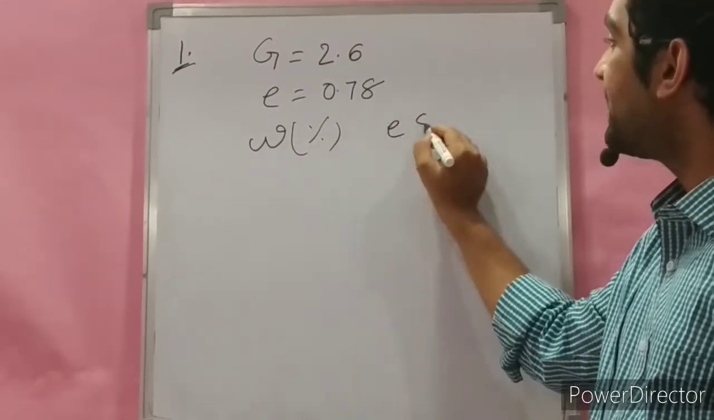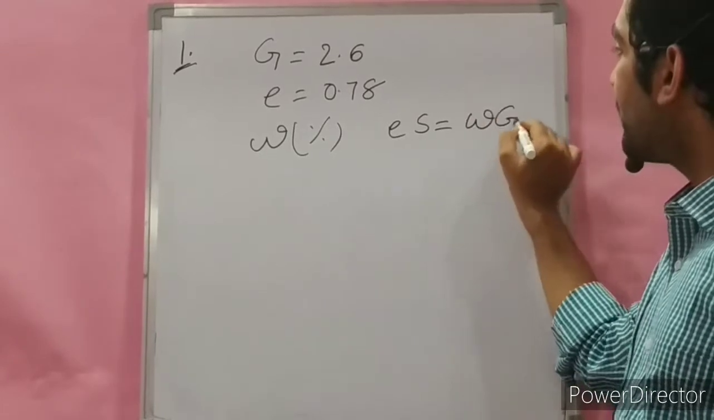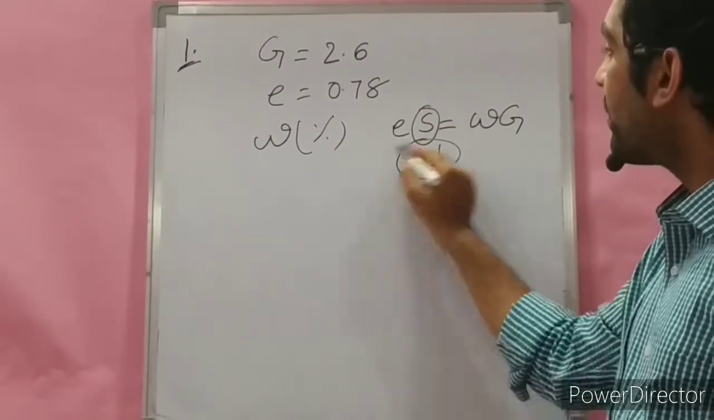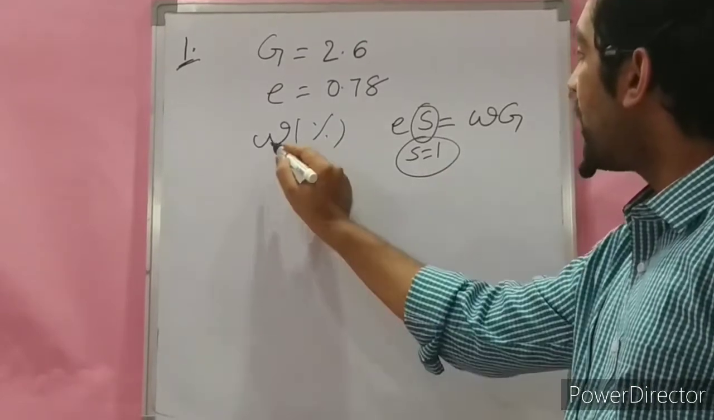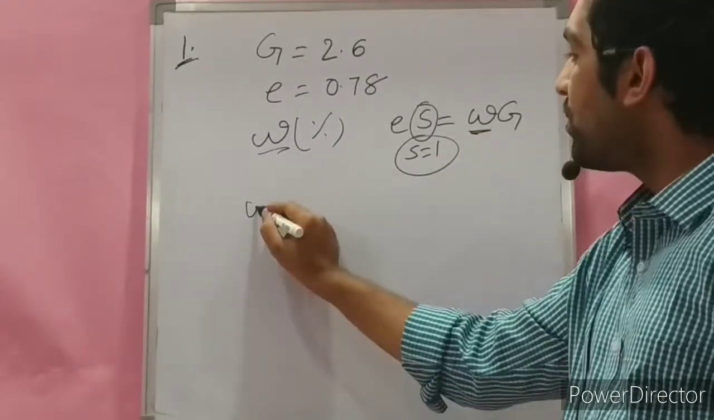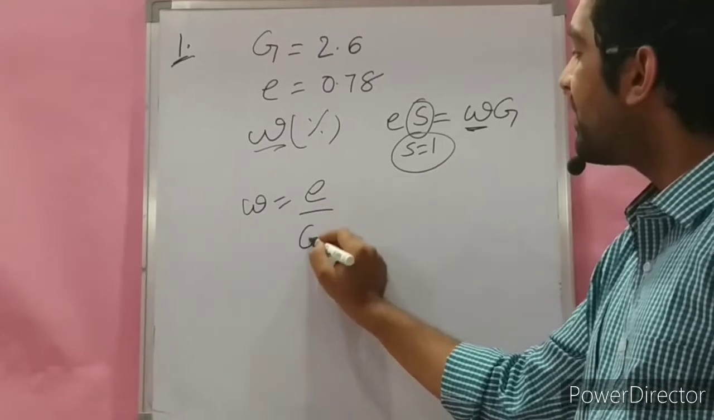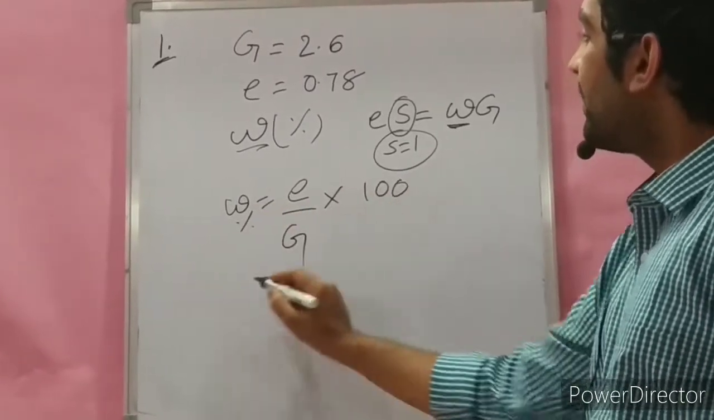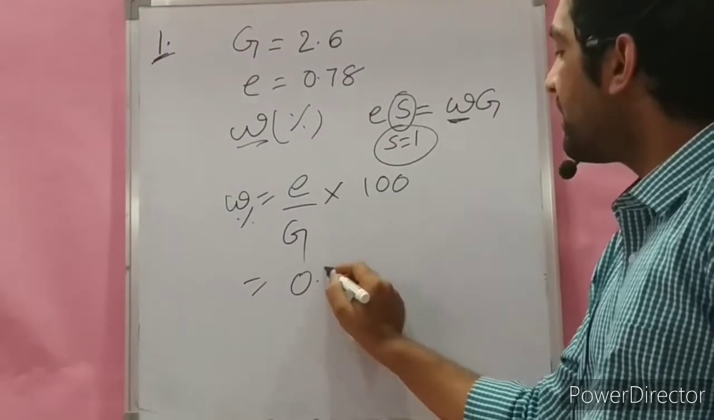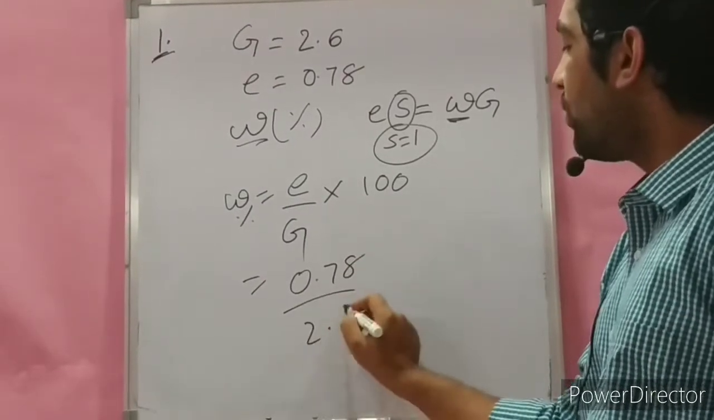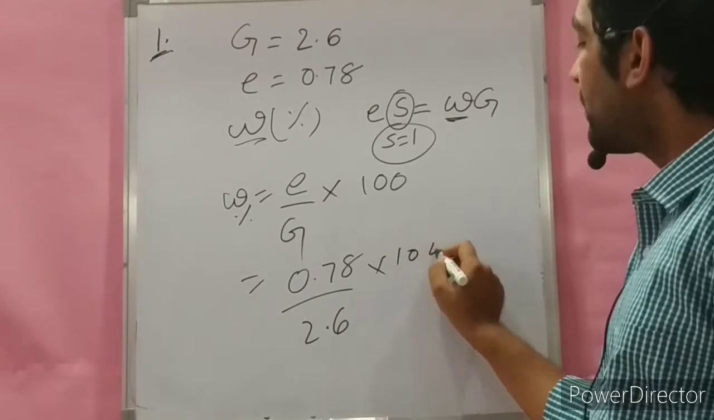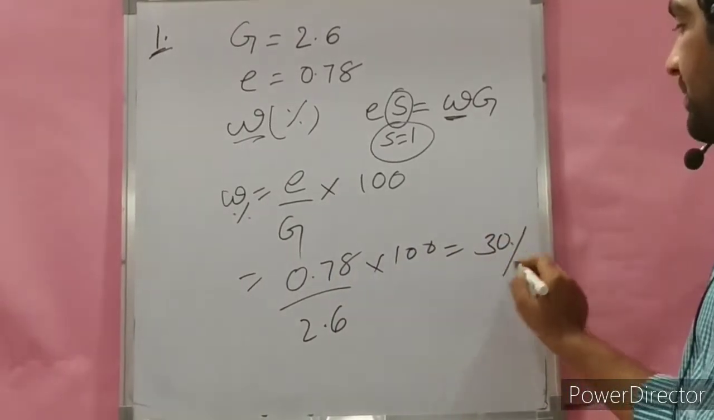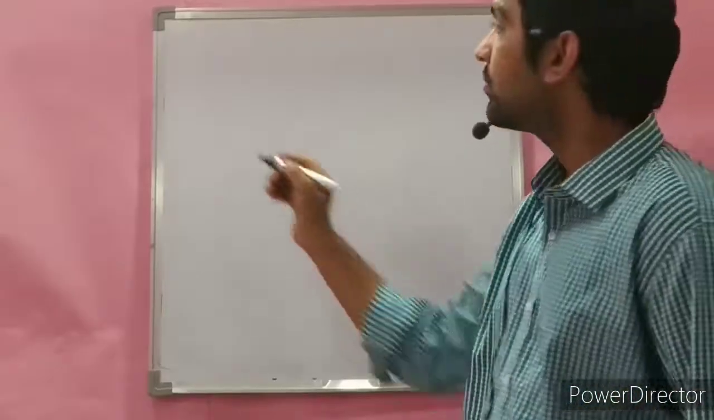We know that Se = wG. S is full saturation, here S is equal to 100%. Now you are asked to find w. w is equal to e by G. In percentage you want, so multiply by 100. What is e? 0.78 divided by 2.6 into 100%. 26 threes are 78, so the answer comes to be 30%. This is the answer to problem number 1.